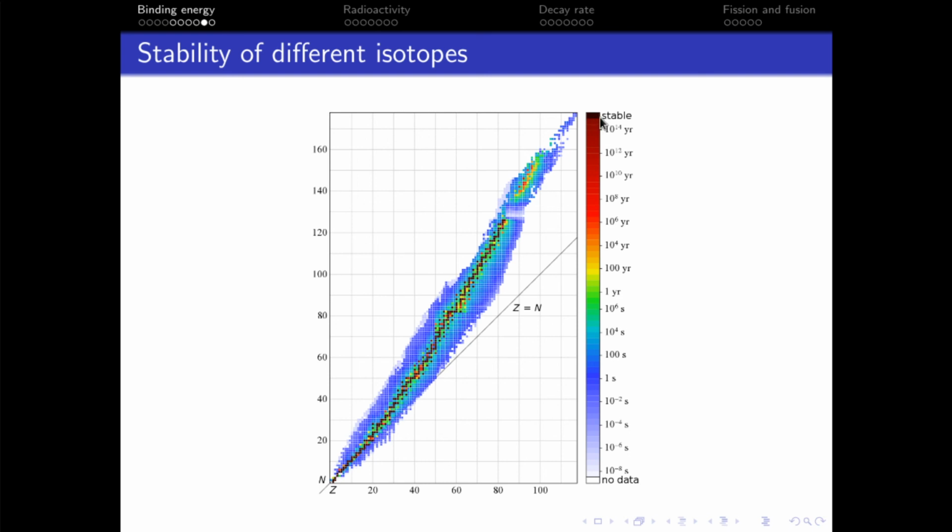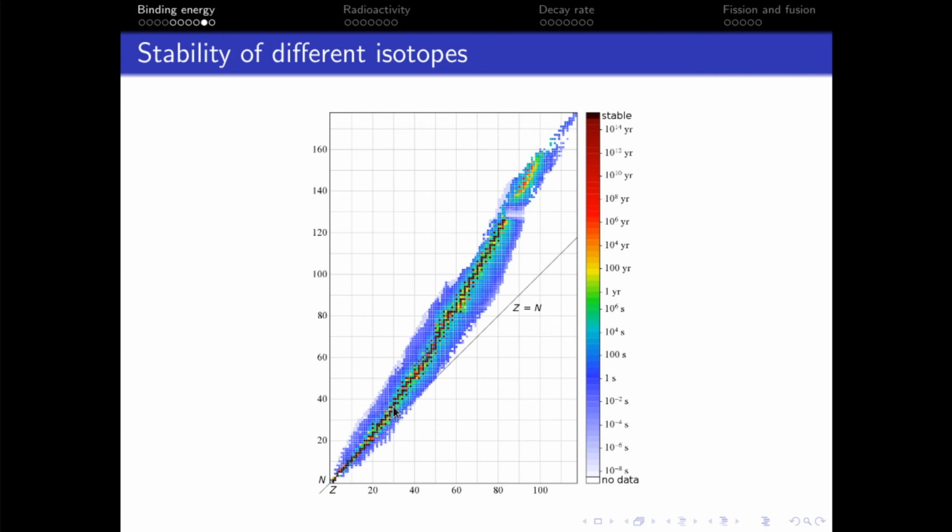Whenever the color is towards the black and dark red, it tends to be very stable. It takes a very long time for it to decay. And when it is more toward the blues, light blues, it takes a lot less time for it to decay into something else. So the faster it decays, the less stable it is, the lower the binding energy per nucleon was for this nucleus.